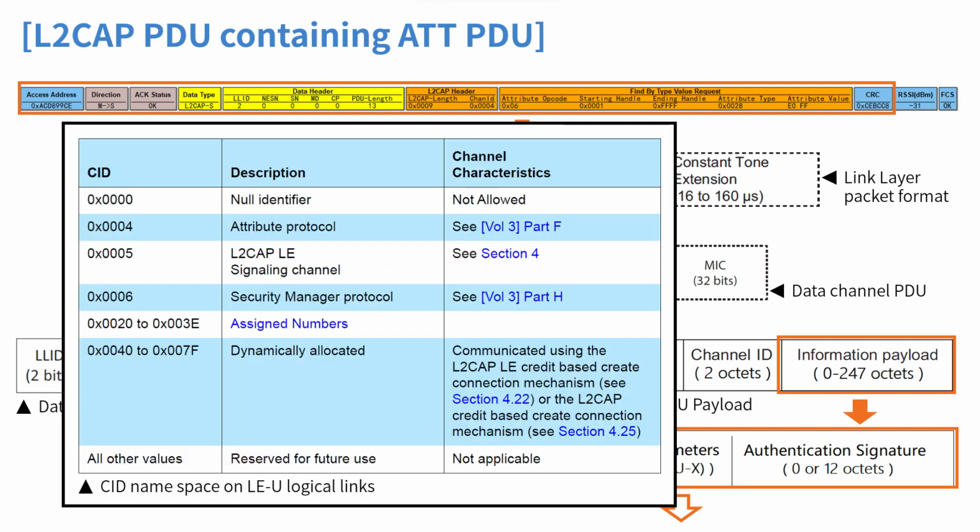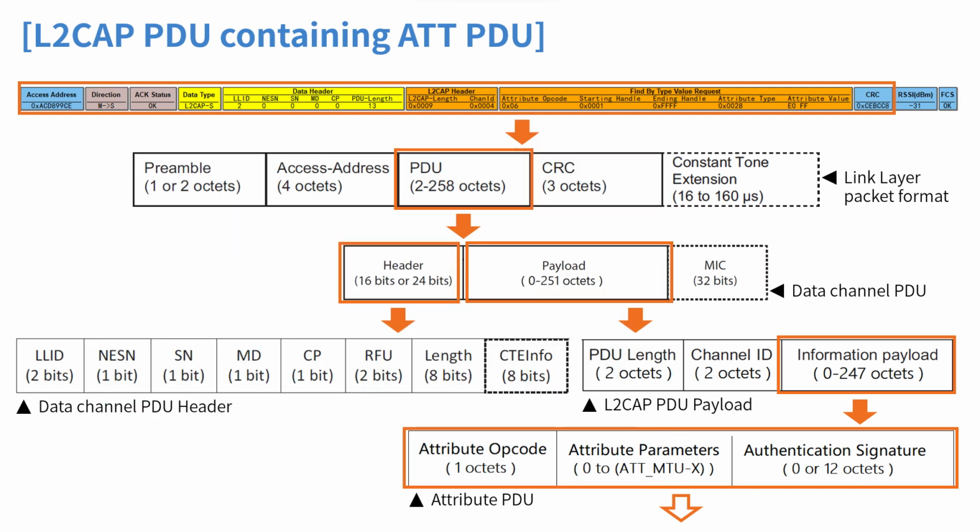The channel ID identifies the destination channel endpoint of the packet. The information payload contains the payload received from the upper layer protocol or delivered to the upper layer protocol. The payload size should not be greater than the peer device's MTU for the channel.